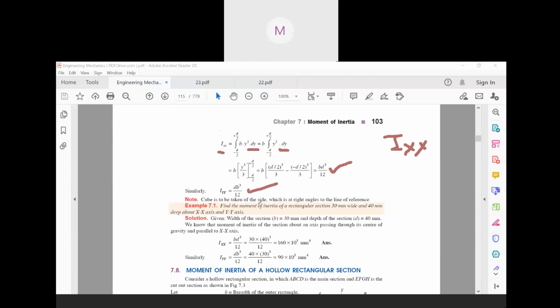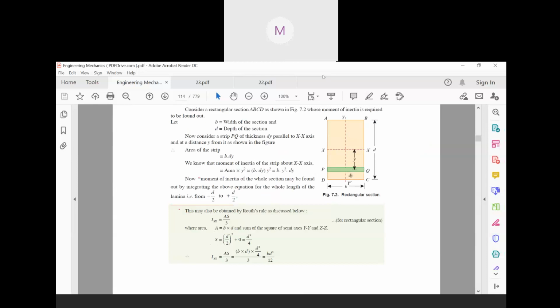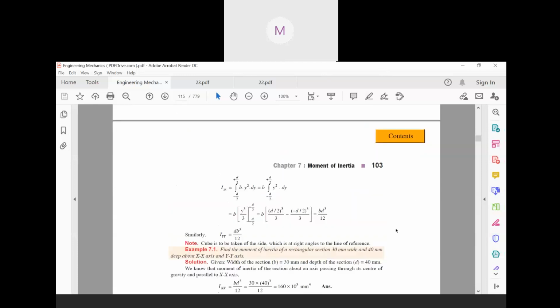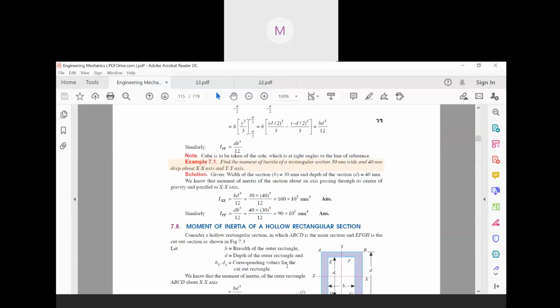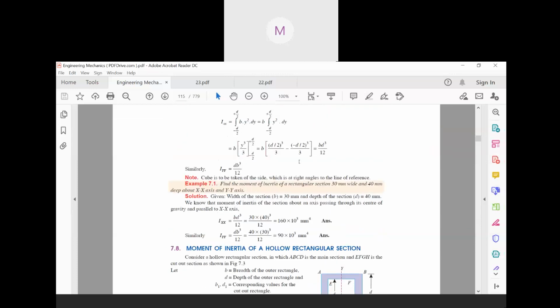Now for finding out Iyy, what you'll have to do is, we found out Ixx by considering the axis in this direction. For Iyy, you'll have to consider a strip in this direction and then eventually do all the calculations. So you will do it like this. Now you can try out this numerical. So remember, these two formulas are main, Ixx, Iyy for a rectangular section.